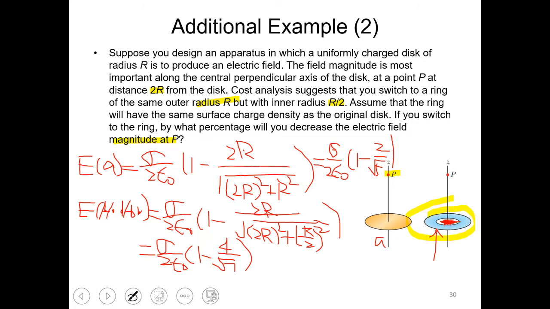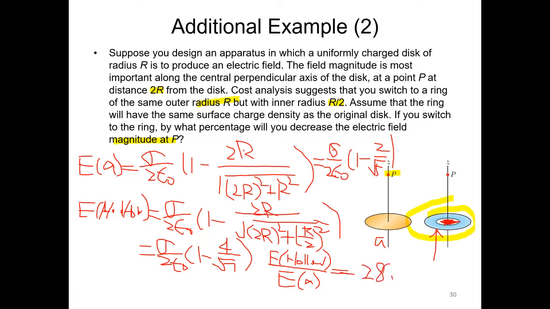So actually, the percentage reduced will be E hollow over E A, which is actually 28.3%. If you substitute this number and this number into here, then you find it is 28.3%.